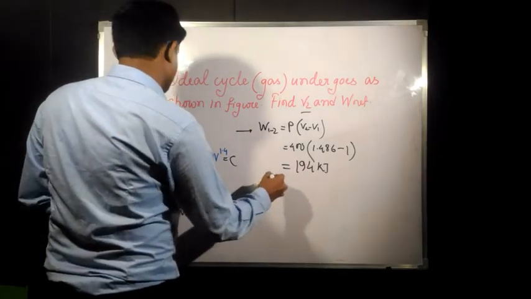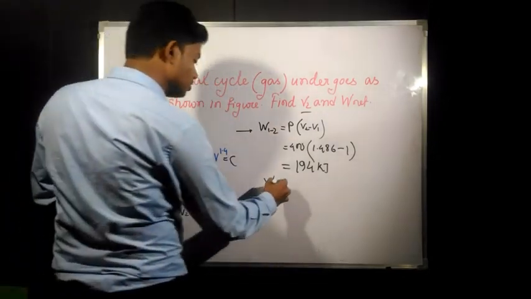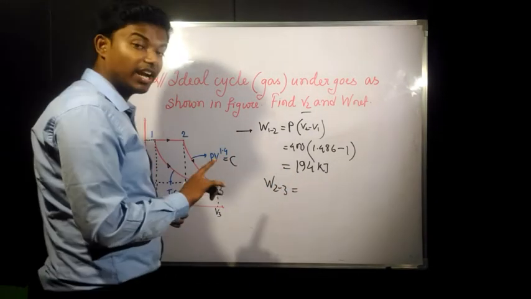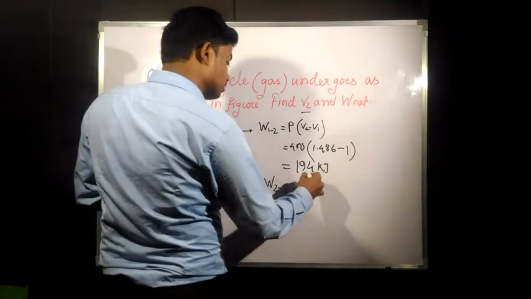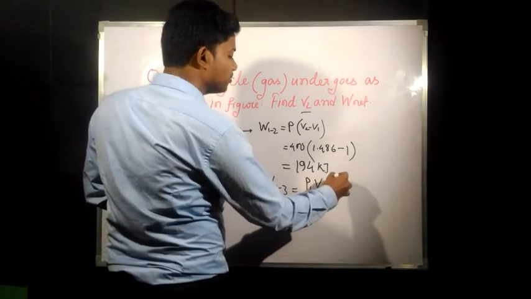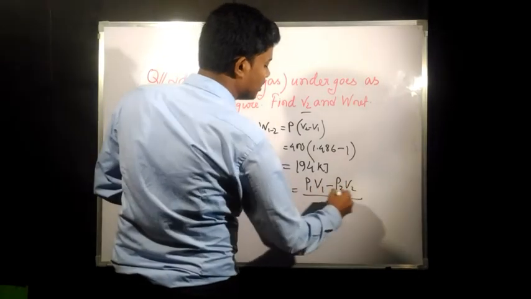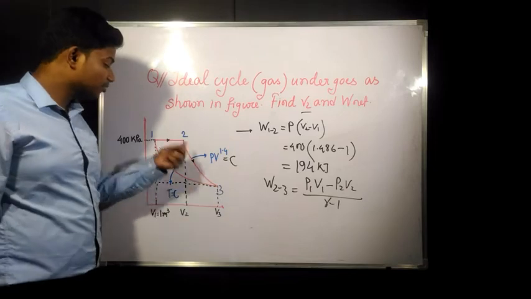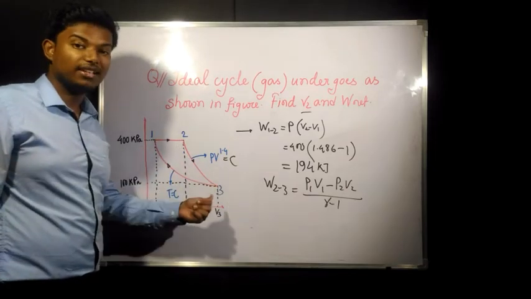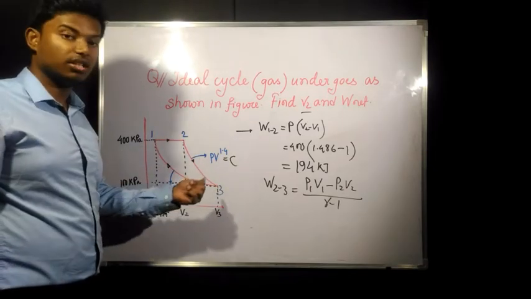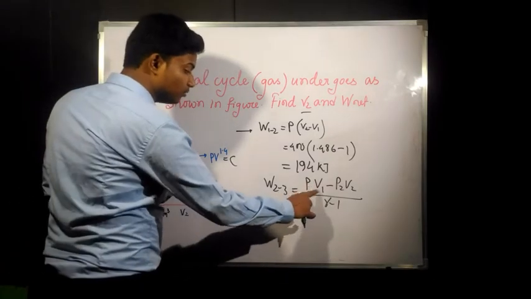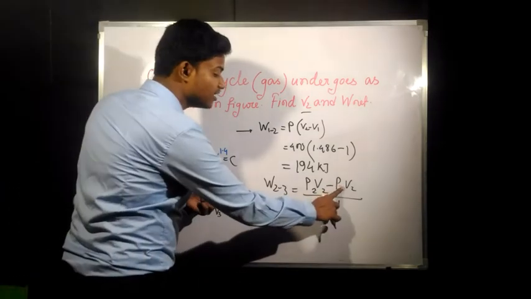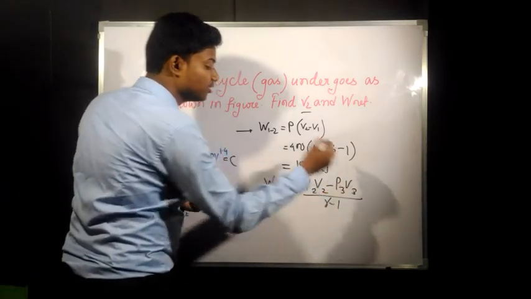Okay, so for process 2 to 3, what is going to be the work done? 2 to 3 is an adiabatic process. Now if you remember, for an adiabatic process, the work done equation was P1 V1 minus P2 V2 divided by gamma minus 1. But state 1 is not there in this adiabatic process. The adiabatic process consists of states 2 and 3, coming from 2 to 3. So we need to rename P1 V1 as P2 V2, and the final state will be 3.